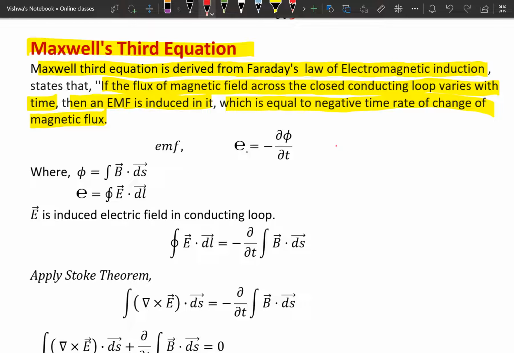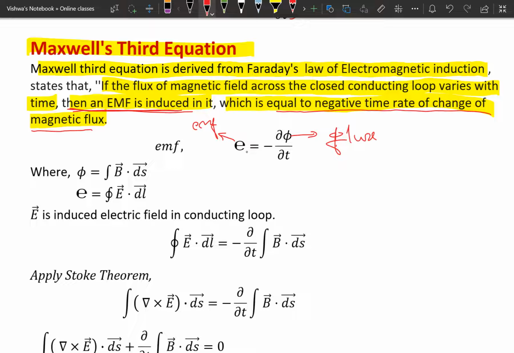Here, the flux of the magnetic field across a closed conducting loop varies with time, then there is an induced EMF. That is equal to the negative time rate of change of magnetic flux. So here the expression is E equal to minus d phi by dt. Here E is the EMF, electromotive force, and phi is the flux. Dou phi by dou t indicates the rate of change of flux with respect to time.